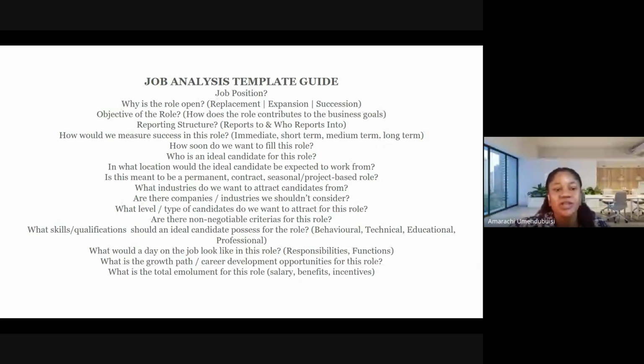So ensuring that you have this information ready at hand to use when you're conducting your talent attraction exercise, it is important that you get all of this information as early as can be.